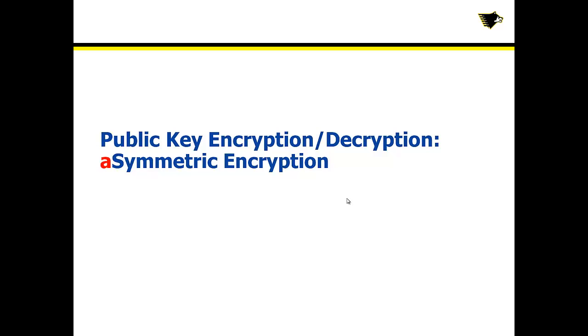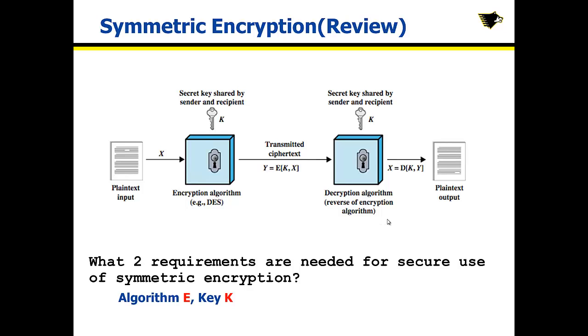The first topic is about public key encryption and decryption. We also call this asymmetric encryption. Last time we already talked about symmetric encryption. In the scheme of symmetric encryption, both the sender and the receiver have the same secret key. That's the reason why we call it symmetric encryption.